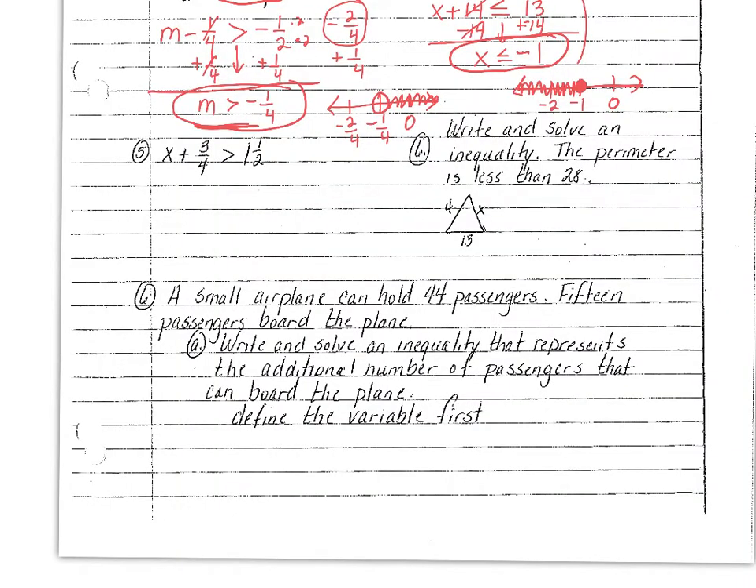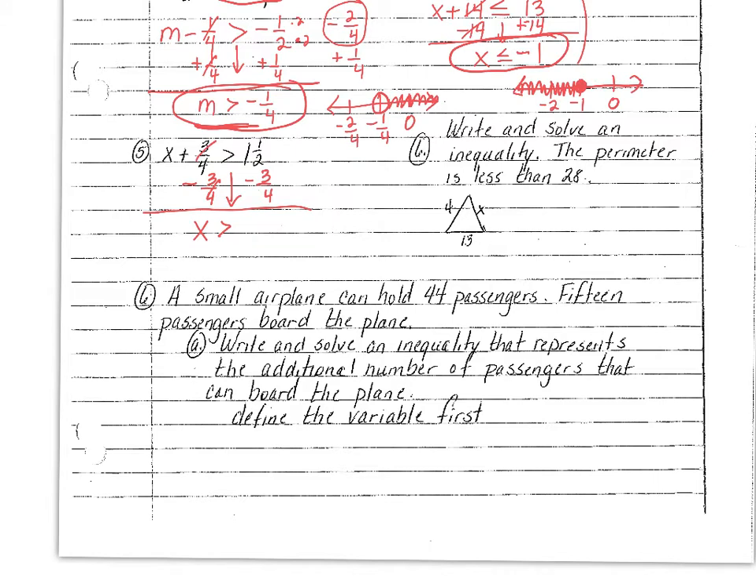Number 5 says x plus 3/4 is greater than 1 1/2. What are they doing to x? So we're going to subtract 3/4 on both sides, right? These cancel, leaving me with x. Drop down your symbol. Here's what I want you to do. What is 1 1/2 as an improper fraction?